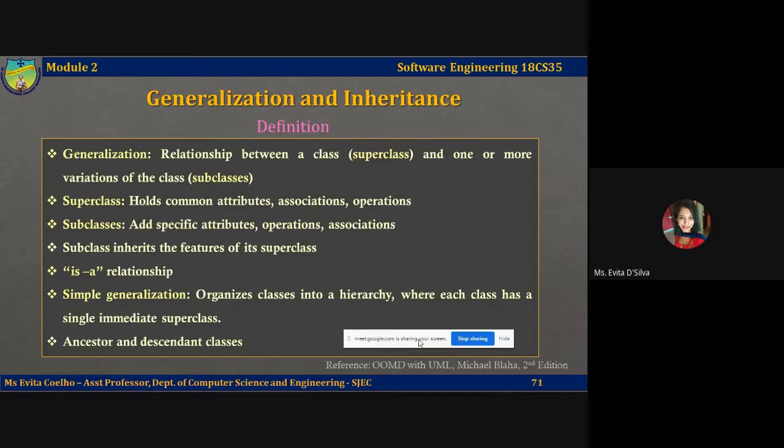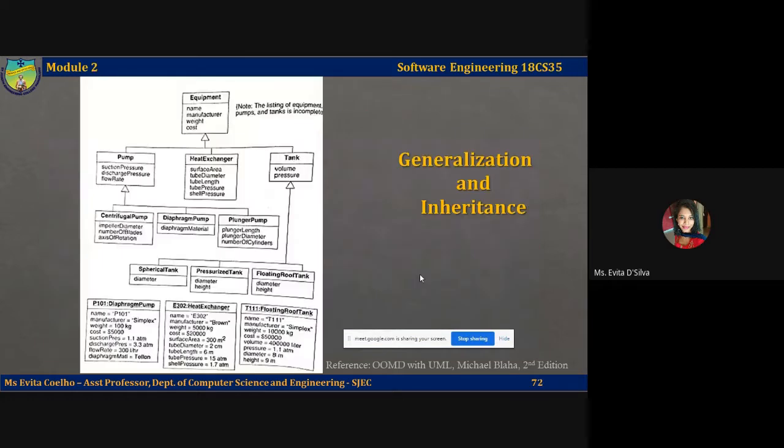You can have a more complex form of generalization in which a subclass can inherit from multiple immediate superclasses. There can be multiple levels of generalizations. That is, you can draw a tree structure of this hierarchy. Let's take a look at this figure, which shows several examples of generalization for equipment. Each piece of the equipment is a pump, heat exchanger, or a tank.